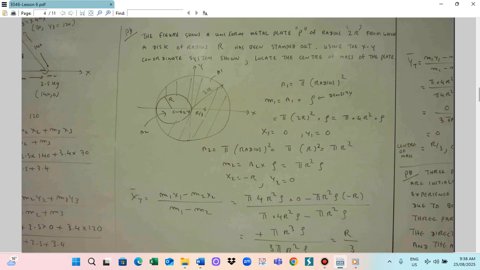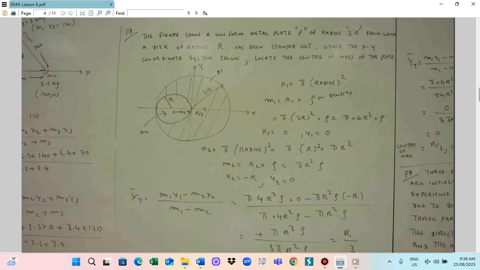In the meantime, H1, the center point, is 0. And also Y1 is also 0. So this is for the area. In the meantime, we also can calculate A2. So this is the area A2. A2 is pi into radius squared.